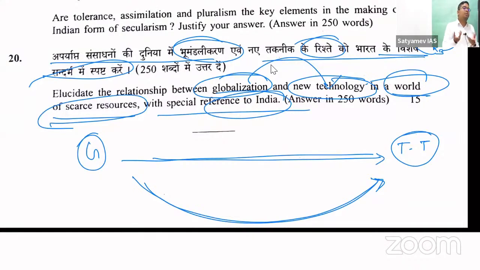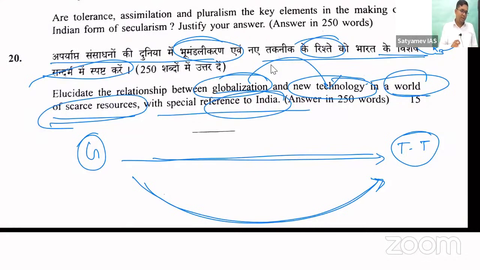Why are you going that way? Why globalization? Here we are focusing upon globalization versus technology. Think within the framework of the question. Do not just randomly think anything. So globalization and technological diffusion should be integrated in a manner that it should promote what? Balanced regional development.